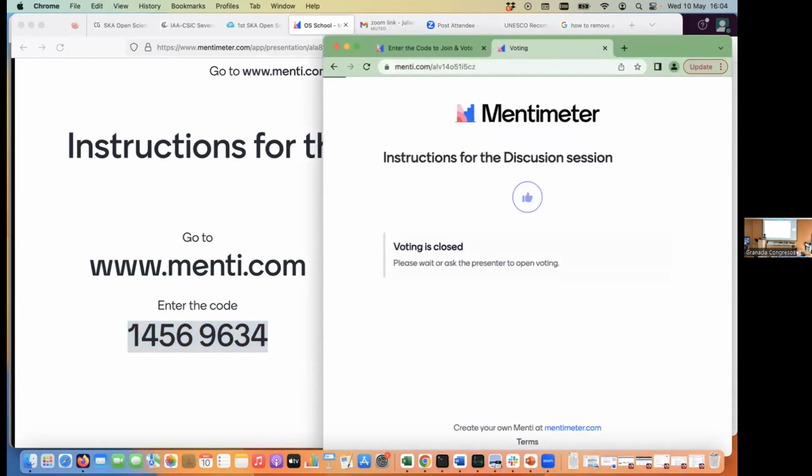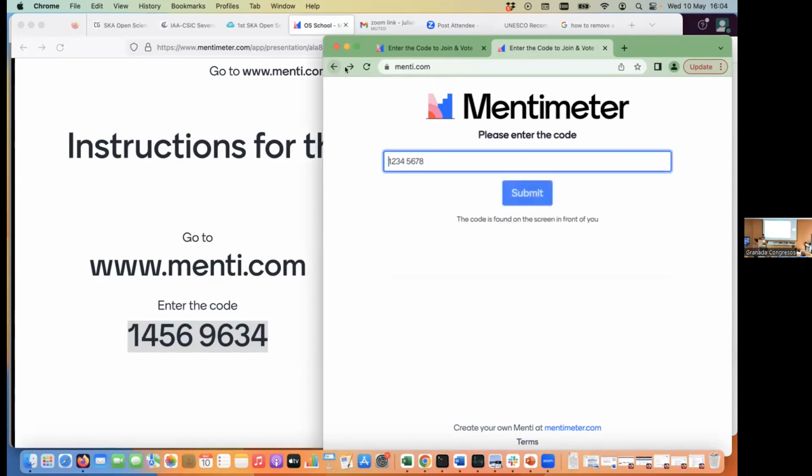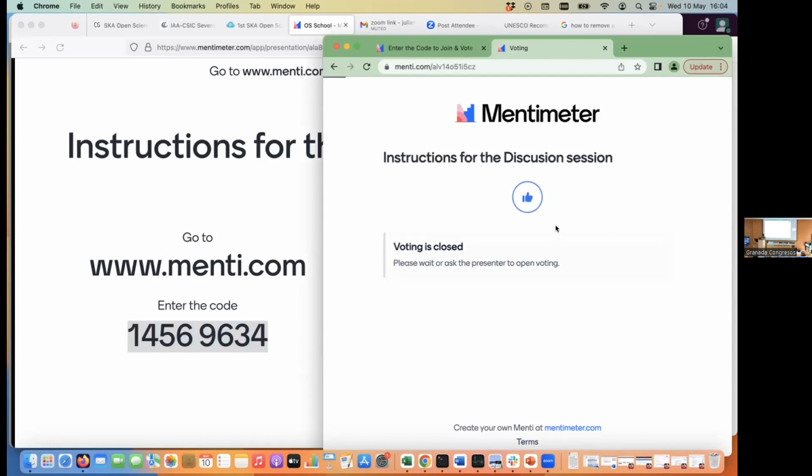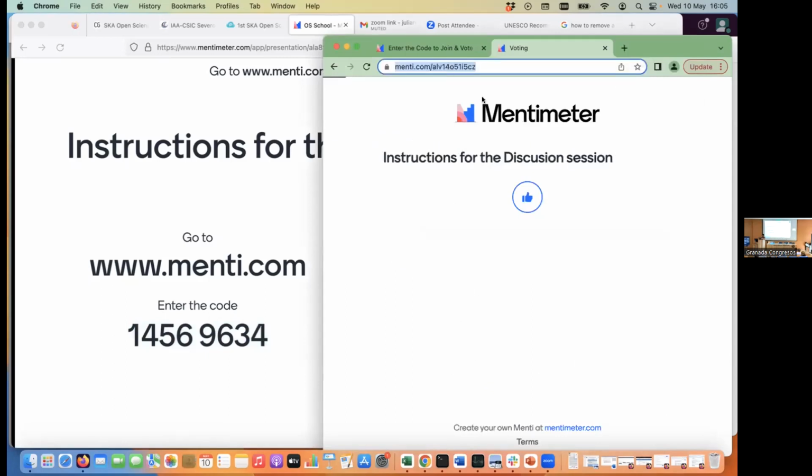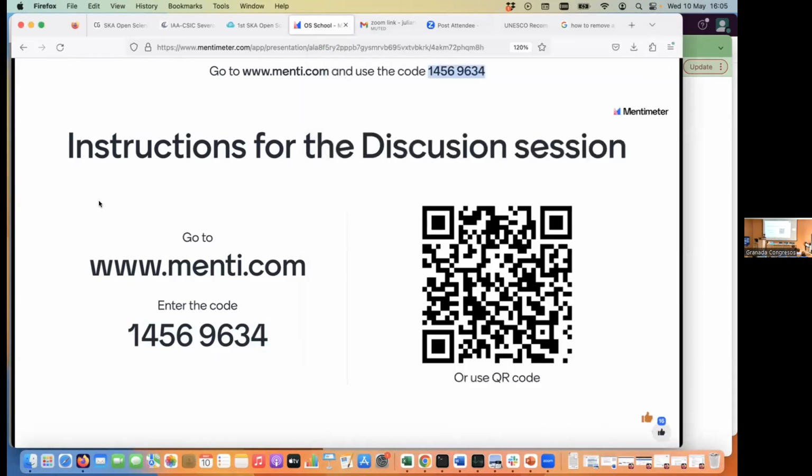It's as easy as doing that. Voting is closed. Wait, please. Oh, I had to do that. Oh, yeah, because I have to move on the presentation. Sorry. So, as we were saying, you have the code in Slack. In the meantime, you can copy from there.